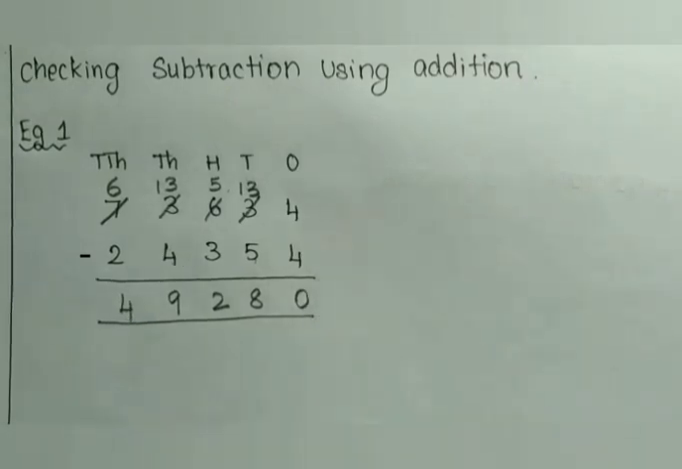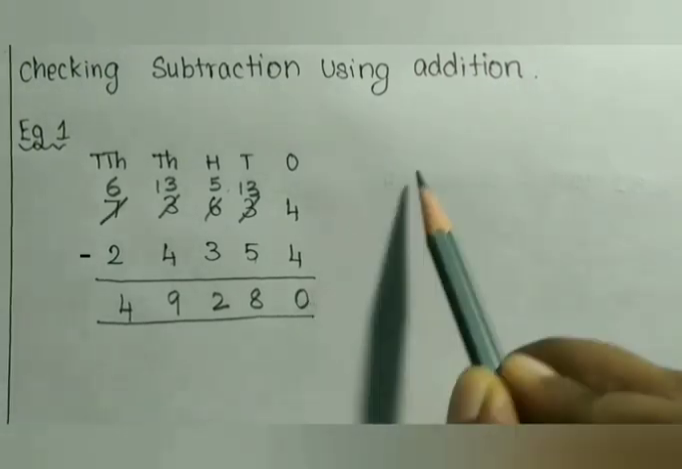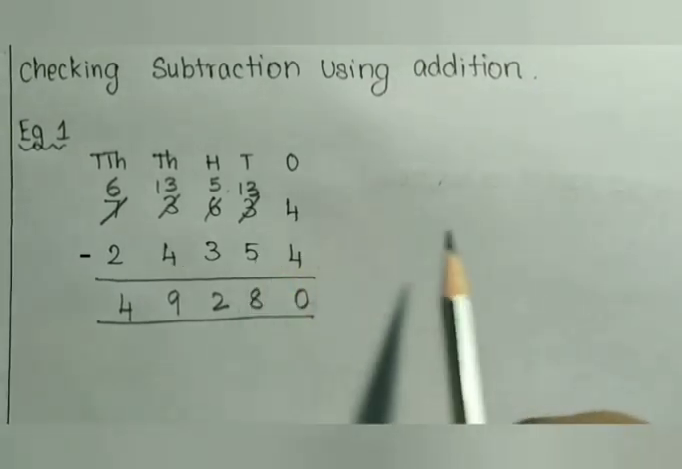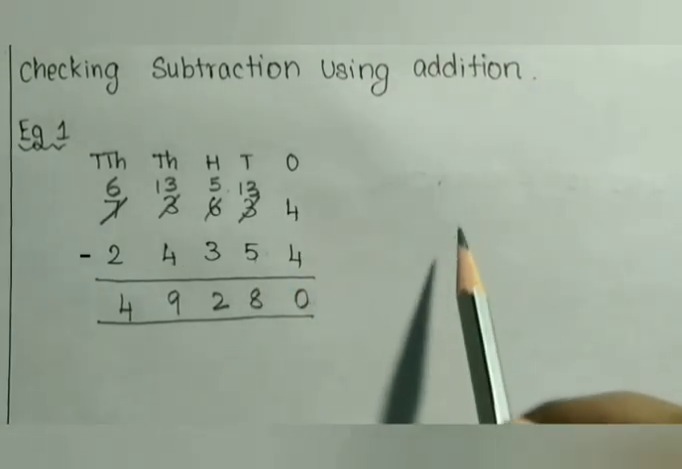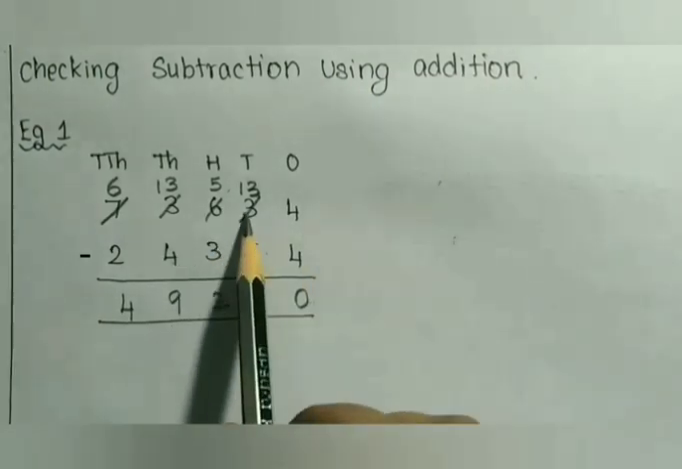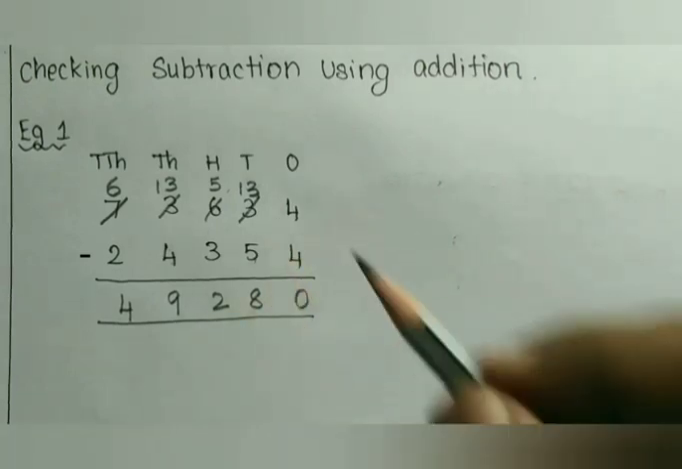So let's check it. But how are we going to check? Yes, by writing the difference as the first addend, the subtrahend as the second addend, and then we will find the sum and check whether the minuend and the sum are the same. So let's try.